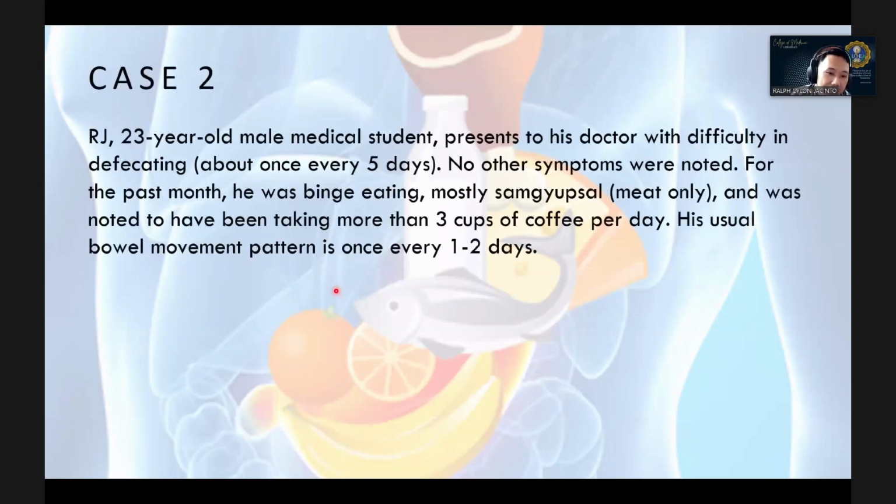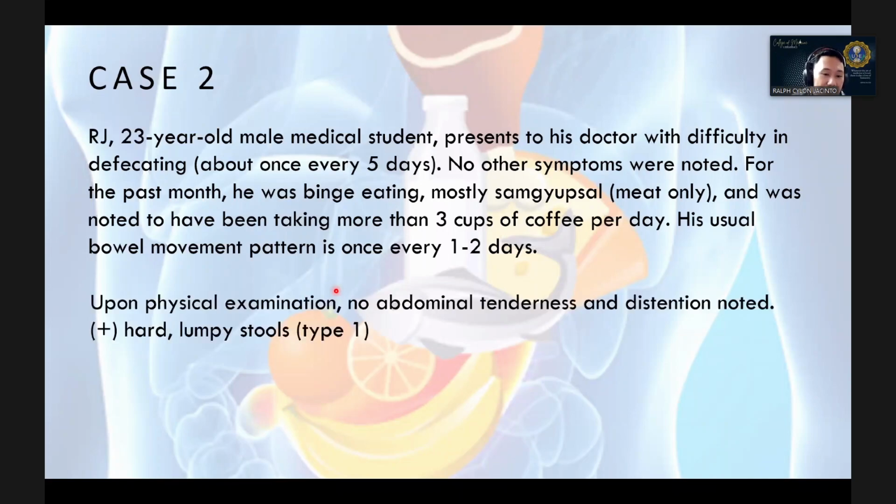Okay, next case. So RJ again. He presents to his doctor with difficulty in defecating about once every 5 days. So no other symptoms were noted. And then for the past month, he was binge eating, mostly samgyupsal. So meat only, not including the veggies. And he was noted to have been taking more than 3 cups of coffee per day. His usual bowel movement pattern is once every 1 to 2 days.